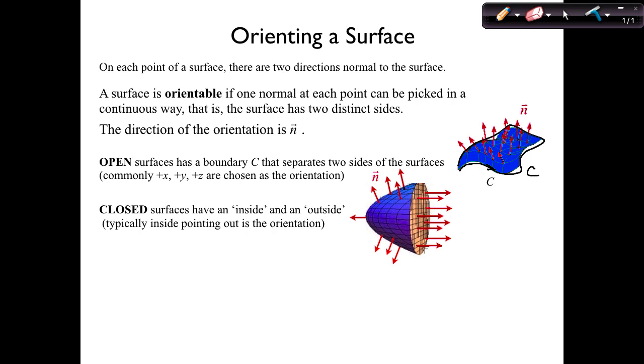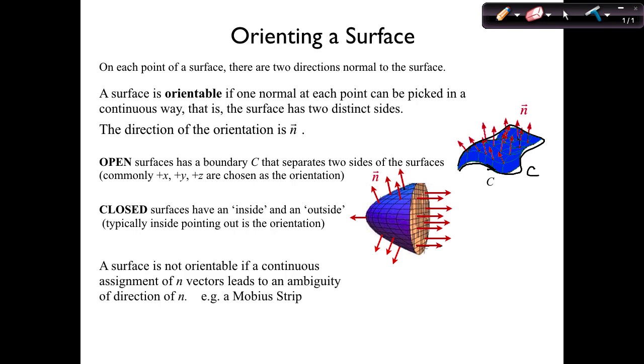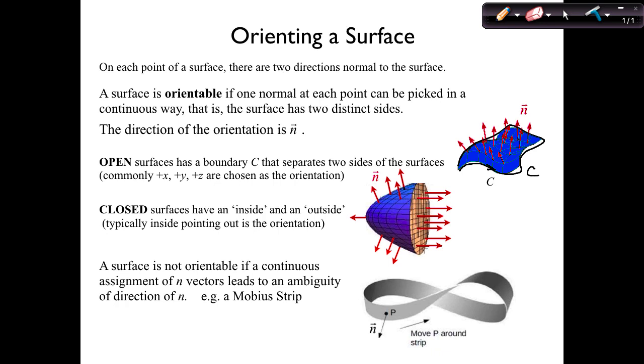So these are the two basic types of orientable surfaces: open surfaces and closed surfaces. So what about a non-orientable surface? It's a surface that doesn't actually have two sides. You know what the example of that is? A Mobius strip.